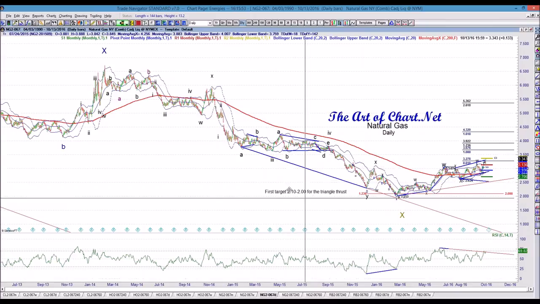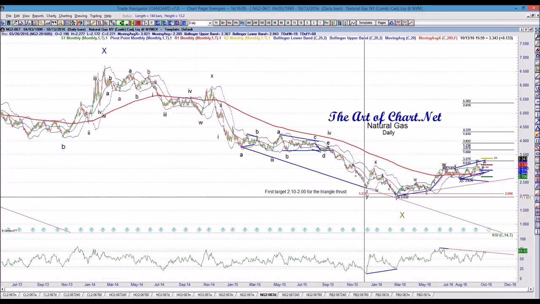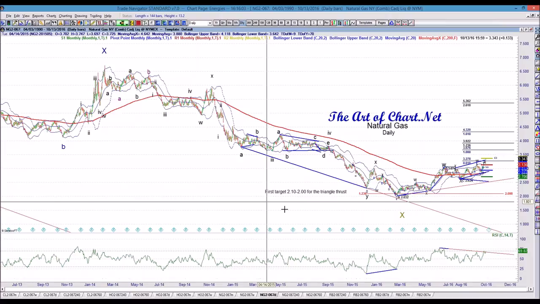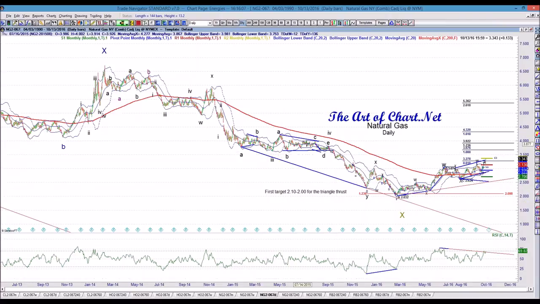We did say $2 to $2.10. We got pretty close, right around $2 to $2.32. So this was something that we called, and that was based on the structure, in terms of looking at the larger structure. But looking at just the triangle itself, you can't predict the thrust. It's not predictable.